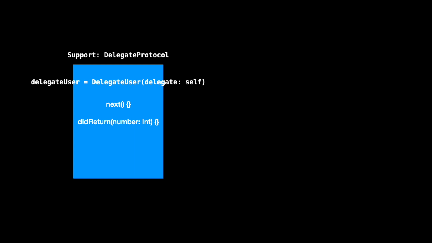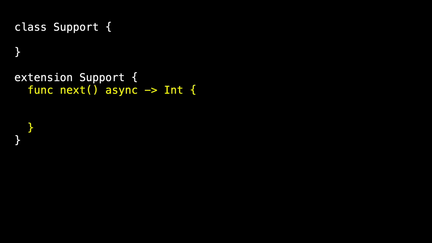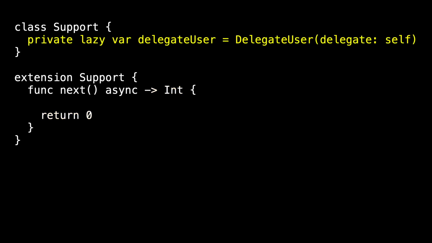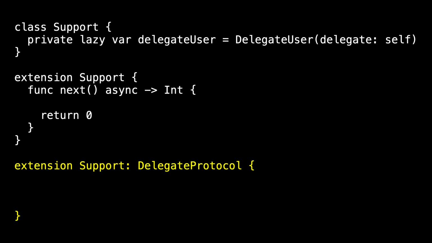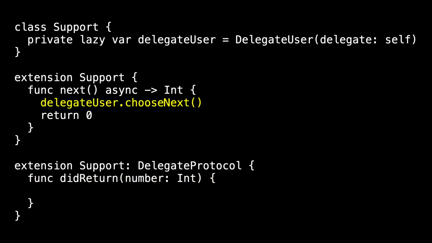So what remains is to make support work. Support has our asynchronous method next, which returns an int, and so just to keep the compiler happy, I'm going to return 0 for now. Support must create its instance of delegate user and pass itself as the delegate, so this must be done lazily. And this won't compile because we don't conform to delegate protocol yet, so let's go ahead and do the conformance. To conform, we need to implement the method didReturn. And so now that we conform, in our next, we can call delegate user chooseNext, and at some point, chooseNext will call back didReturnNumber and pass the number, and for now, we're just going to print it.